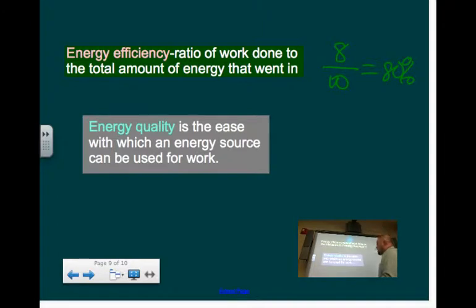Energy quality is a pretty cool term because what energy quality means for us is how easy it is to use the energy for work. Okay, in other words, how much of it gets wasted in using it. So let's just real briefly talk about a couple of things. So let's talk about wood compared to, say, gasoline. Okay, we can burn both of these things to produce energy.